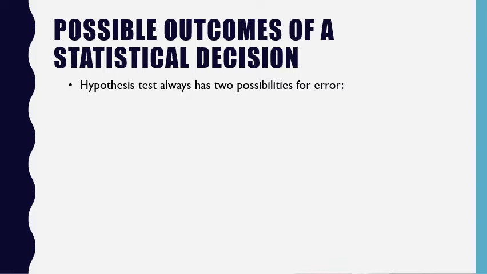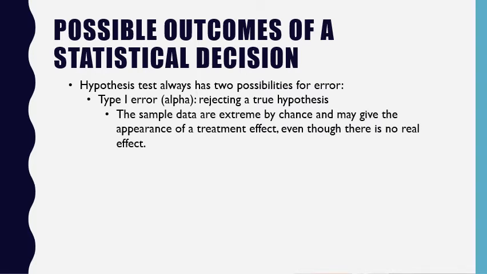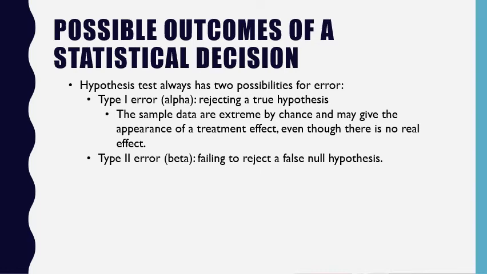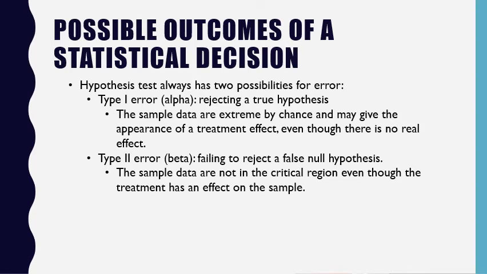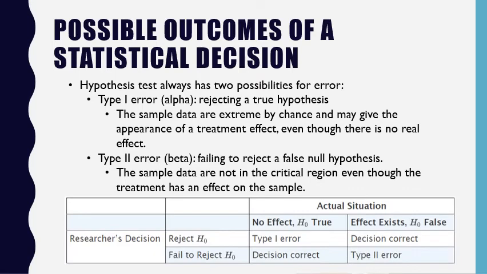A hypothesis test always has two possibilities for error. The first one is a type 1 error, which is called alpha, which is rejecting a true hypothesis. The sample data are extreme by chance and may give the appearance of a treatment effect even though there is no real effect. And the type 2 error, which is beta, which is failing to reject a false null hypothesis. The sample data are not in the critical region even though the treatment does have an effect on the sample. So here's a nice table that shows you what the researcher's decision is as opposed to the actual situation.